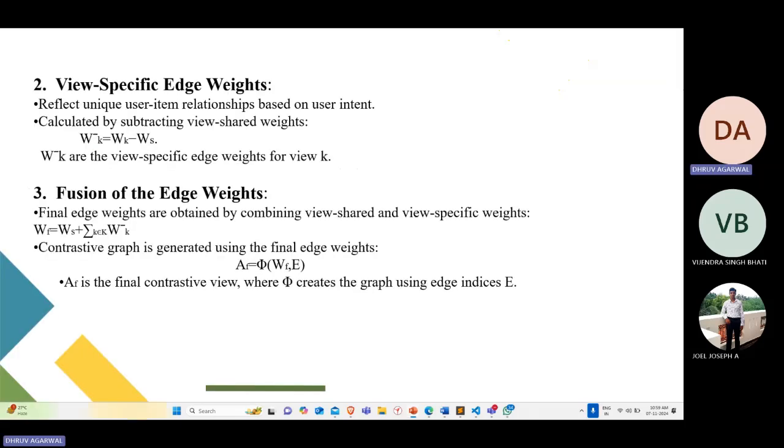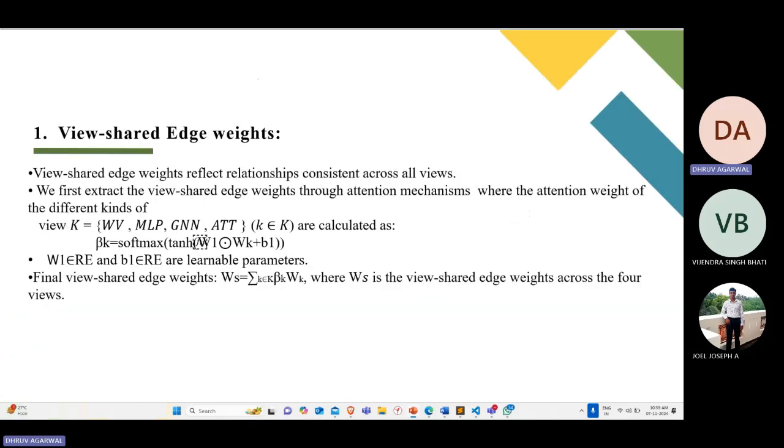Second is the view-specific edge weights. These reflect unique user-item relationships based on user intent. They are calculated by the formula Wk equals Wk minus Ws, where the superscript k denotes the view-specific edge weight for view k. And the third edge weight is the fusion of the two edge weights we have learned, the fusion of the view-specific edge weight and the view-shared edge weight.